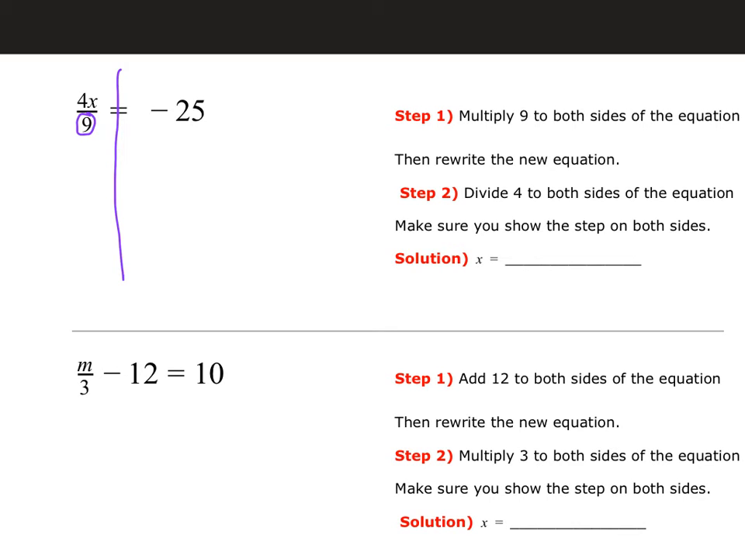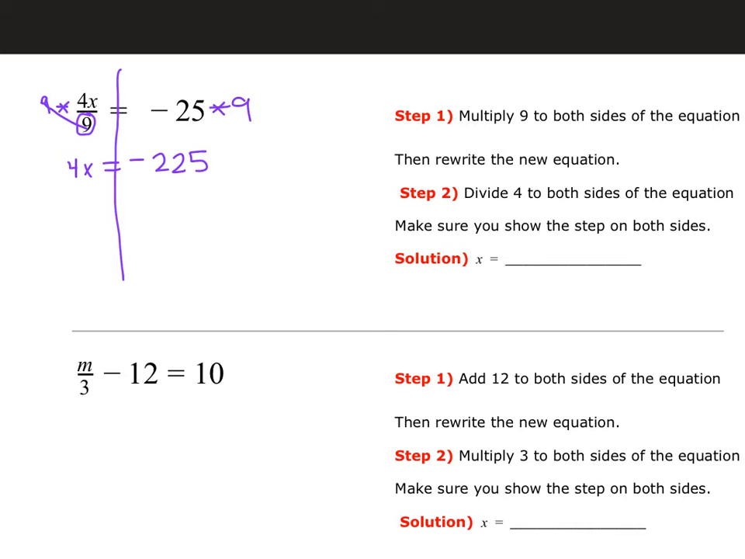Well, this problem says 4 times x divided by 9. So if it's being divided by 9, that means we need to, inverse of division is multiplication, so we're going to multiply by 9 here and multiply by 9 here. So what is still on the left side is 4x equals -225.